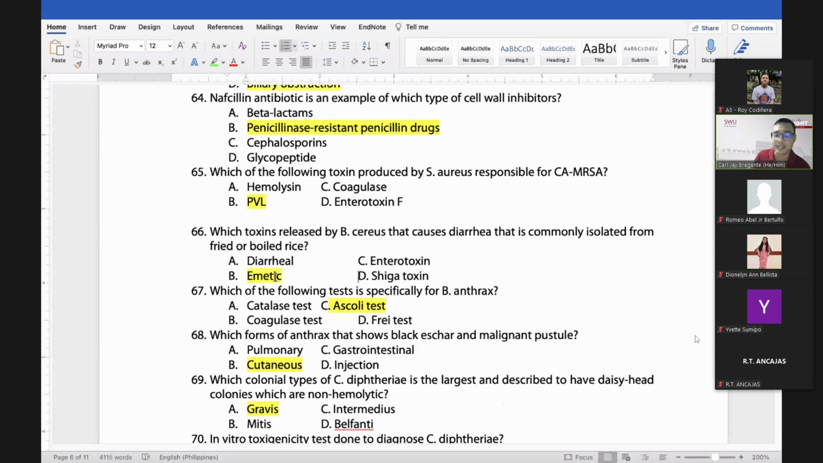These diarrheal and emetic toxins are part of enterotoxin. Which of the following tests is specifically for anthrax? So among the four, the Ascoli test is the most specific for anthrax.